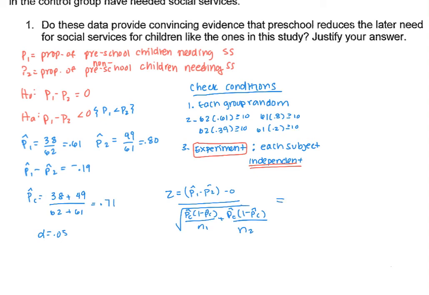Let's plug in our values. Negative 0.19 minus 0 over the square root of 0.71 times 0.29 over 62 plus 0.71 times 0.29 over 61. And when you type all that in the calculator, you get negative 2.32.